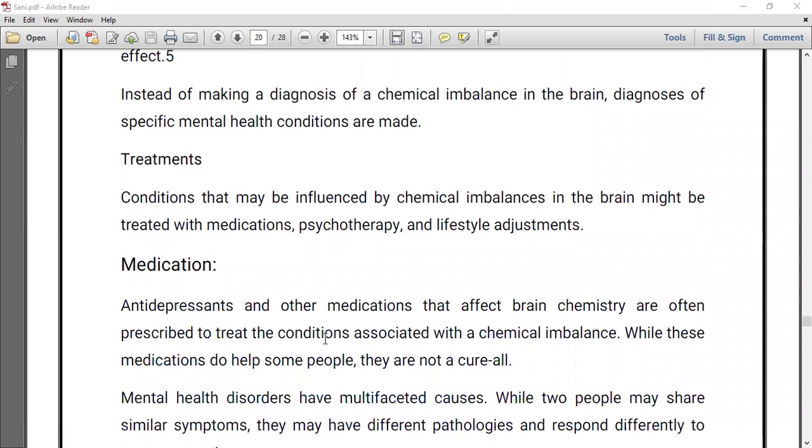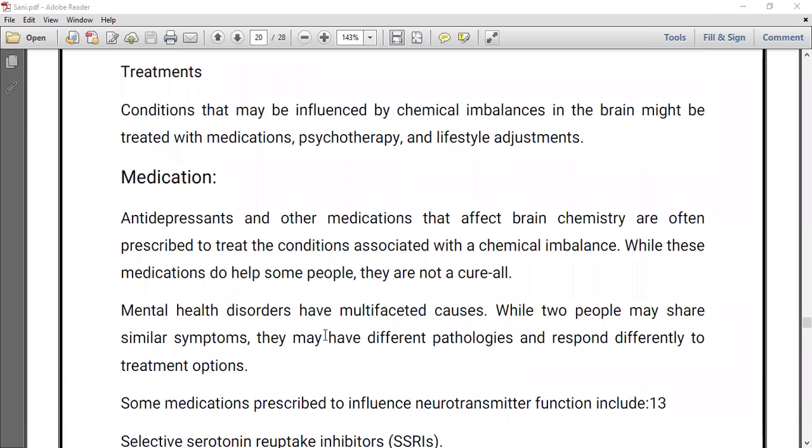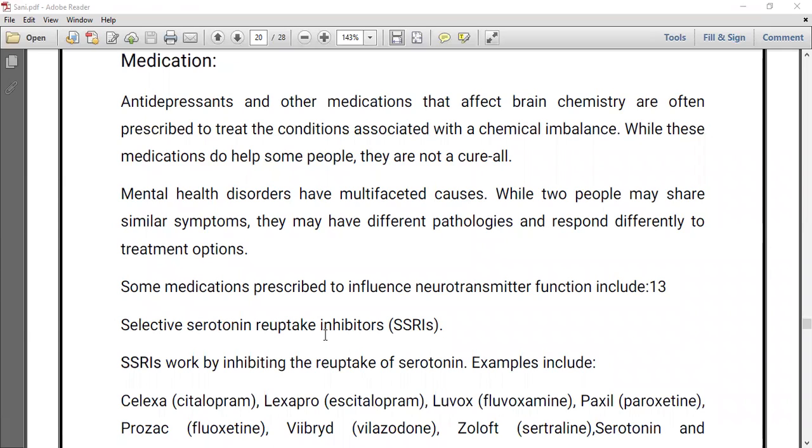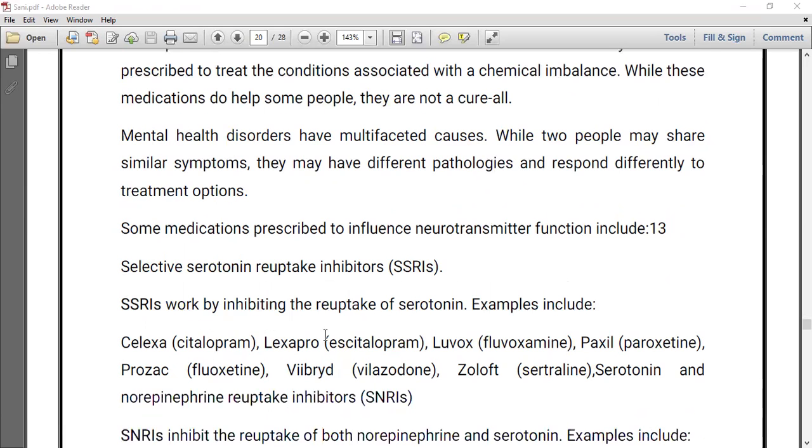Now I am discussing the treatments of these above diseases. Number one, medication. Antidepressants and other medications that affect brain chemistry are often prescribed to treat the conditions associated with the chemical imbalance. While these medications do help some people, they are not a cure-all. Mental health disorders have multifaceted causes. While two people may share similar symptoms, they may have different pathologies and respond differently to treatment options.